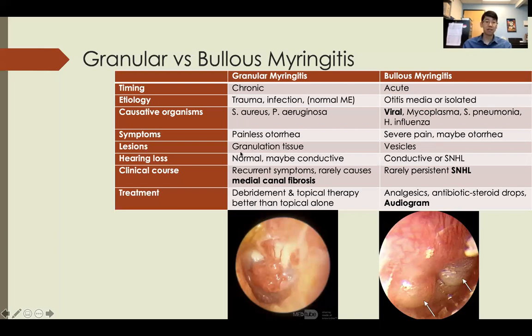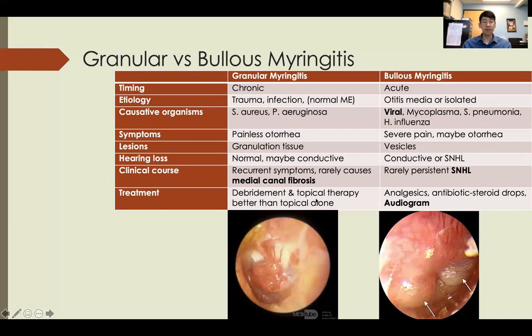Granular myringitis, you would see this granulation tissue on the TM. You may have some conductive loss, but it can be normal. This can rarely progress to a medial canal fibrosis. So you imagine you just keep getting inflammation of this area, then you can get this degeneration into fibrotic tissue.